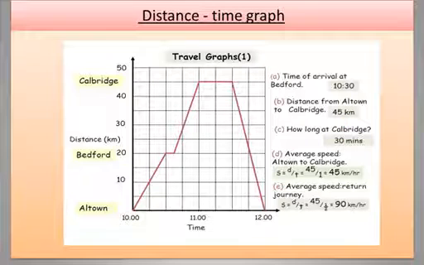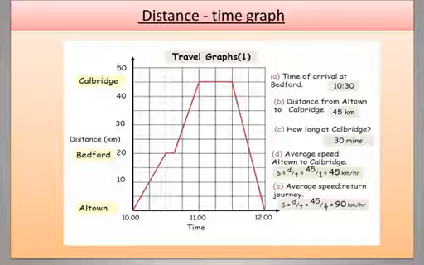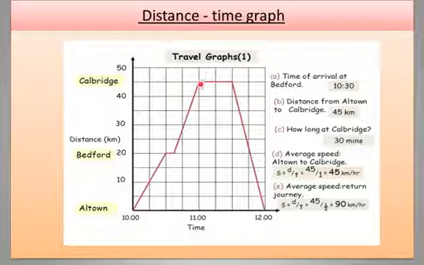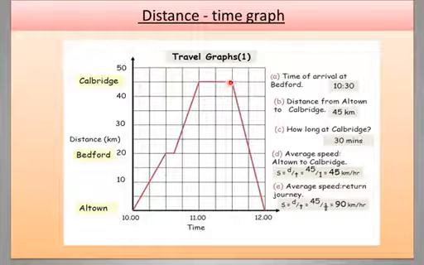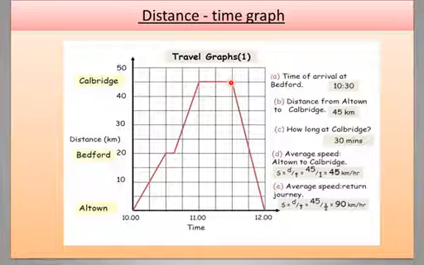Okay. Now question number C. How long at Calbridge, means how long the train stopped. That you have to find out. So we will see. First I told here, at 11 o'clock it stopped and at 11:30 it started again. That means it returned back. So only half an hour it stopped. So the answer is 30 minutes or half an hour.